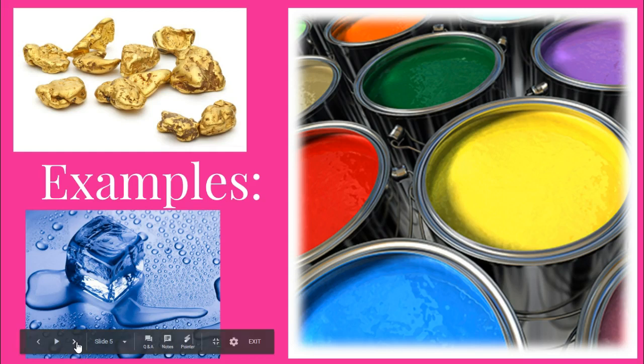Okay, so here are some examples. What do you think these mean? So the paint cans would be color. The gold might be luster. And this ice and water might be the state of matter.